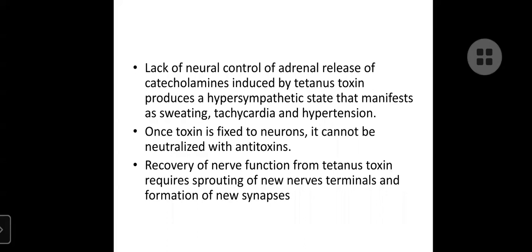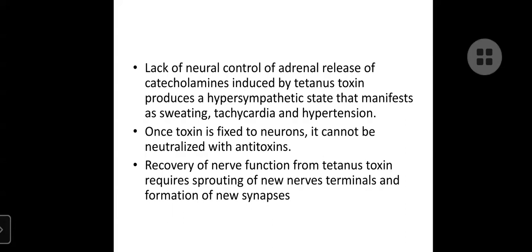So the lack of neural control also affects the adrenal release of catecholamines, which is induced by the tetanus toxins. This results in a hypersympathetic state that can manifest as sweating, tachycardia, hypotension, and sometimes hypertension. It is important to know that once the tetanus toxin is fixed to a neuron, it cannot be neutralized by any antitoxins. So our main aim is to neutralize those toxins that have not been fixed to a neuron.